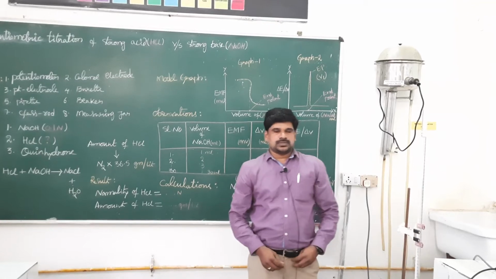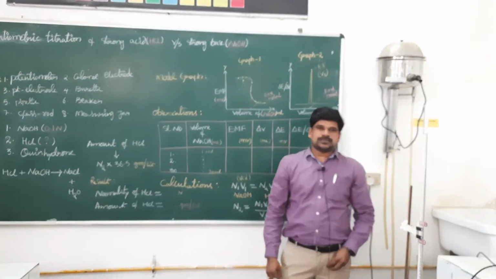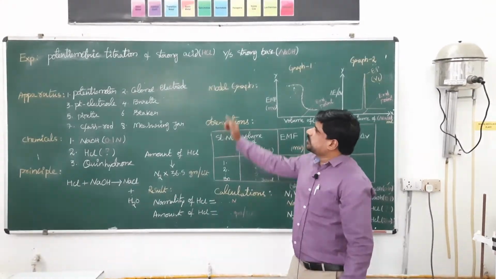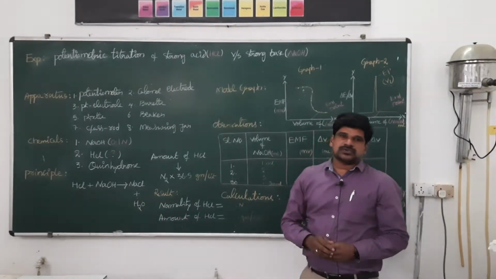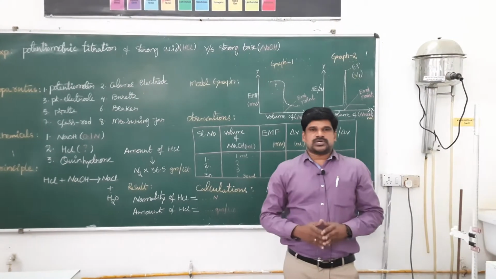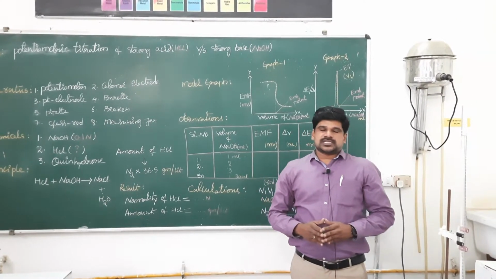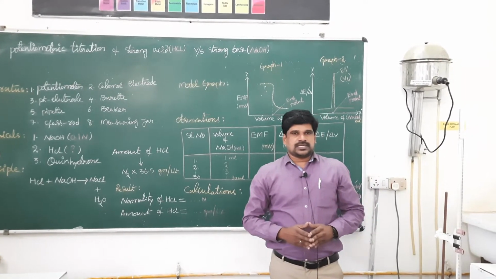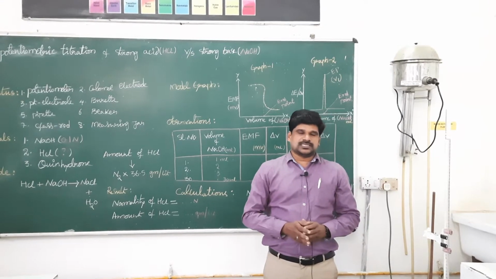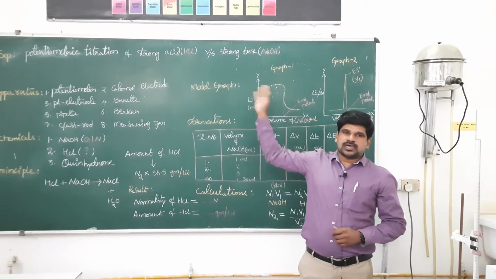Friends, today I am going to discuss the first experiment of our engineering chemistry: the potentiometric titration of strong acid versus strong base. By using potentiometry to determine the strength of the given acid, like HCl, we have to find the strength of the HCl by using sodium hydroxide.